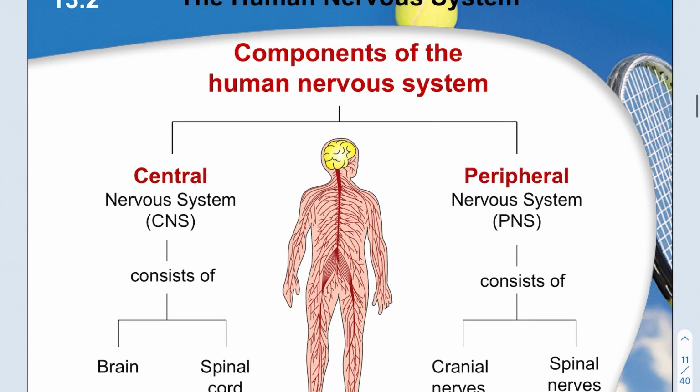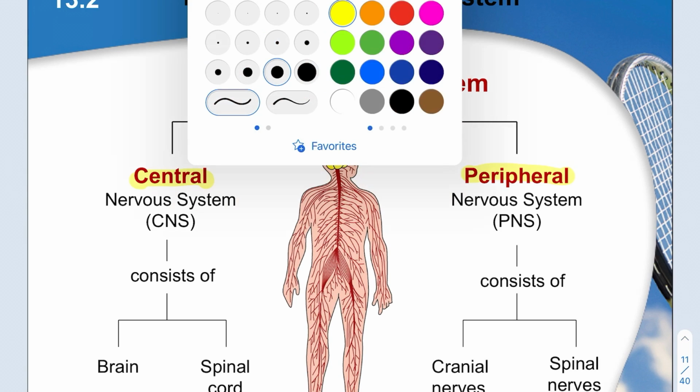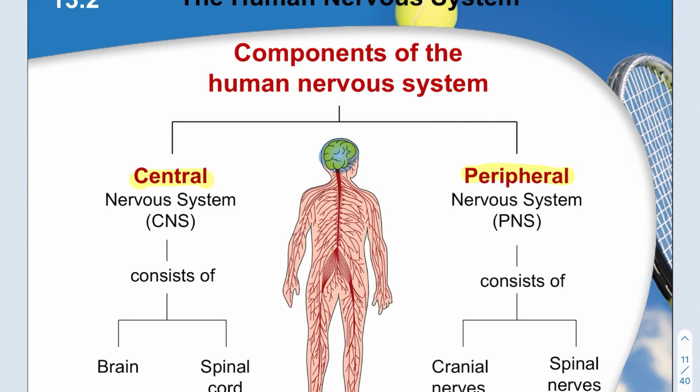So over here, we will talk about the different components of the human nervous system. There are 2 parts, the central nervous system as well as the peripheral nervous system. The central nervous system comes from the word central, or the center of the body, and the main nervous system at the center of the body is the human brain and also the very long spinal cord. These are the main components of the central nervous system.